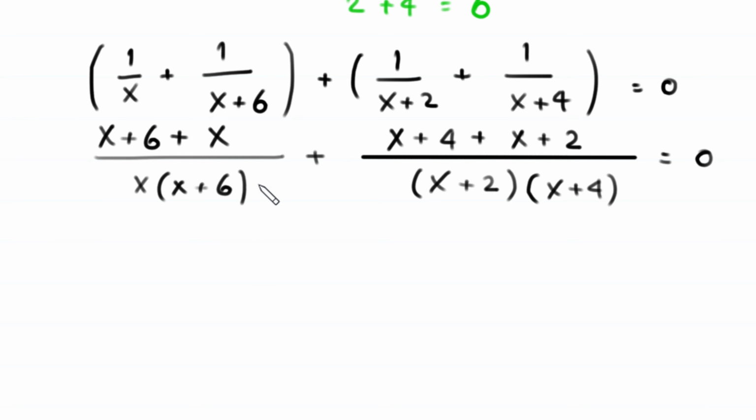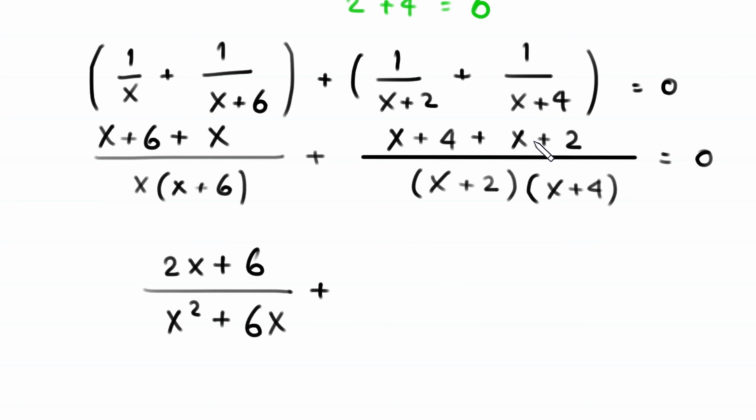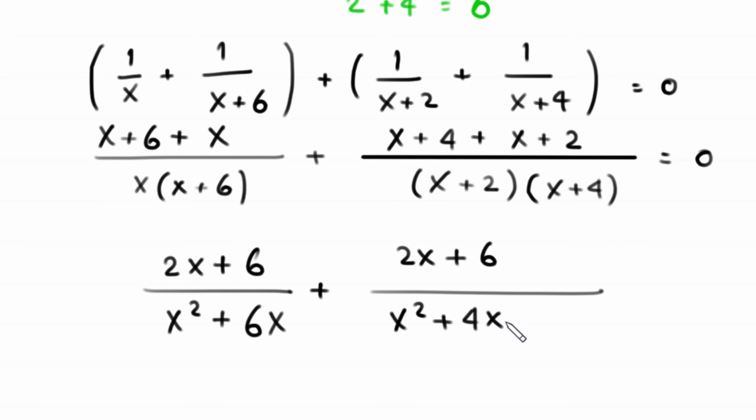Now this x plus x will become 2x plus 6, divided by x times x, x squared, and x times 6, plus 6x. Plus this x plus this x will become 2x, and 4 plus 2 will become plus 6, divided by x times x, x squared, x times 4, plus 4x, and 2 times x, plus 2x, 2 times 4 is plus 8, equal to 0.